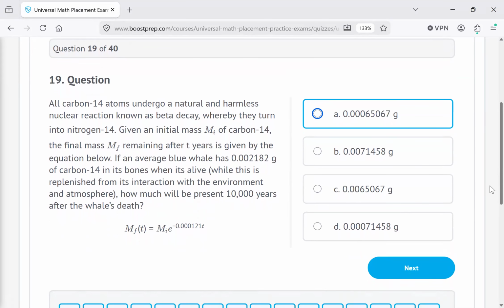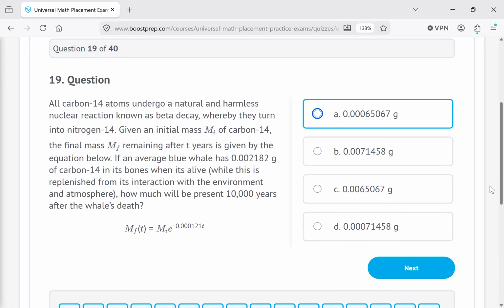Carbon-14 atoms undergo a natural and harmless chemical reaction known as beta decay, whereby they turn into nitrogen-14. Given an initial mass Mi of carbon-14, the final mass Mf remaining after t years is given by the equation below. If an average blue whale has 0.02182 grams of carbon-14 in its bones when it's alive, while this is replenished from its interaction with the environment and atmosphere, how much will be present 10,000 years after the whale's death?